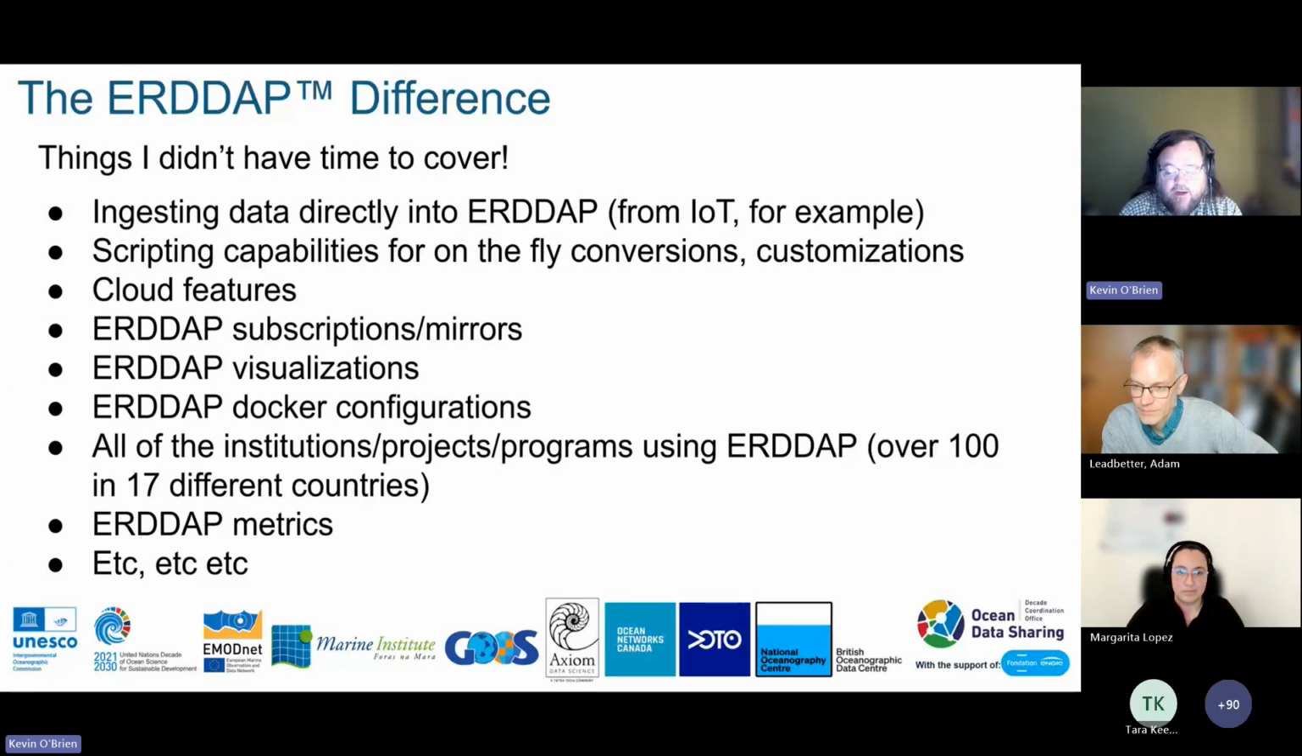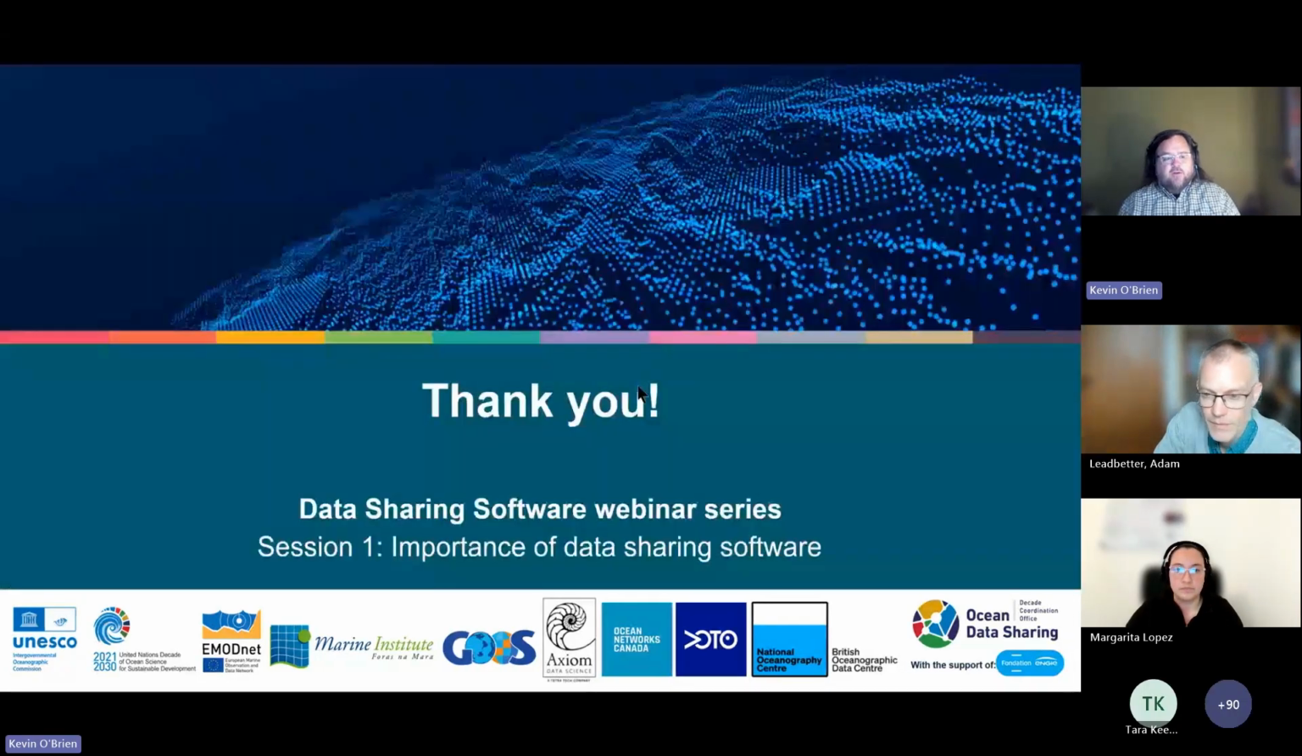There are over 100, and this is probably an old number, but the last numbers that we have on the ERDDAP list are 100 different institutions in 17 different countries. I would think it's more than that by now. And there's new work on showing metrics, a lot of stuff. So there are a lot of capabilities that we haven't even touched on in these presentations, but we will be hearing more about them across the coming weeks. So that, I believe, is my last slide. Thank you very much. Hopefully that was in time.